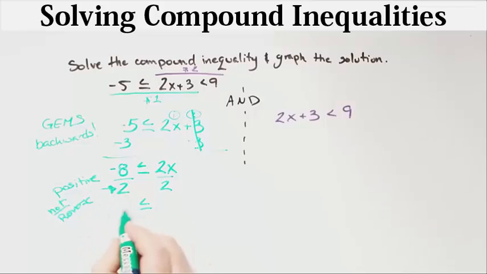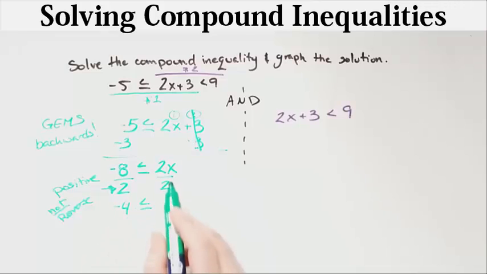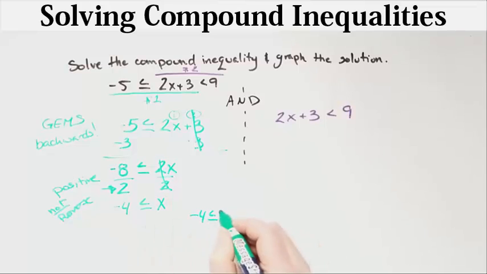-8 divided by 2 is -4. 2 divided by 2 is 1, so I'm left with 1x. So I have -4 is less than or equal to x. And now we've got to figure out the new problem.